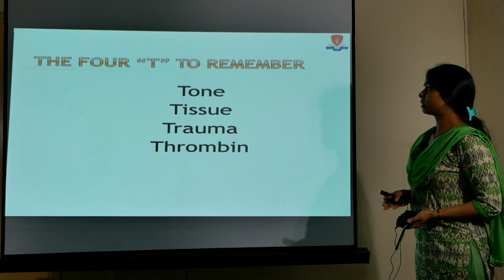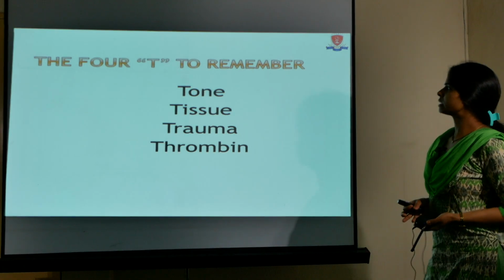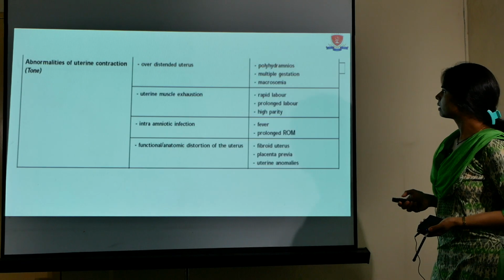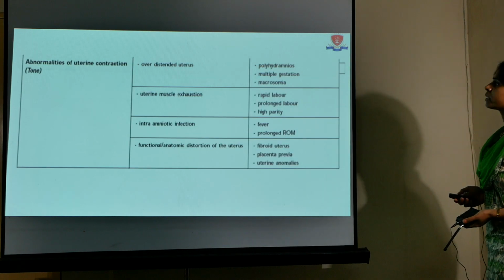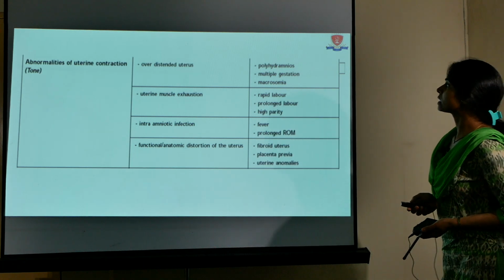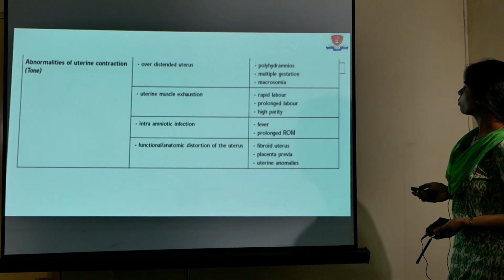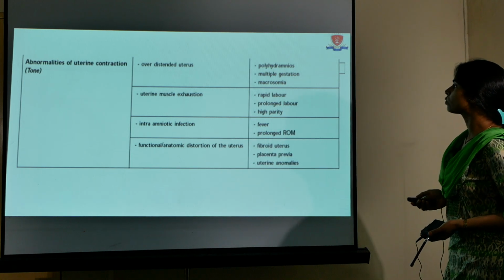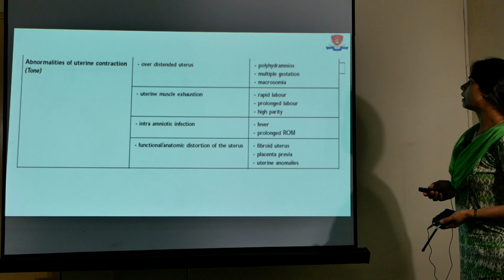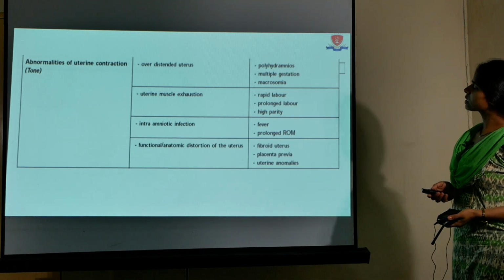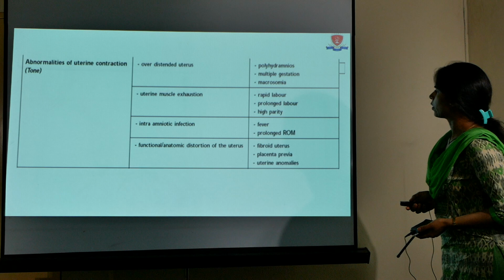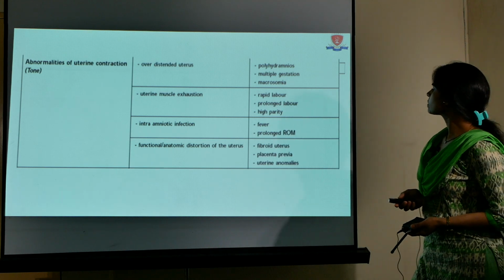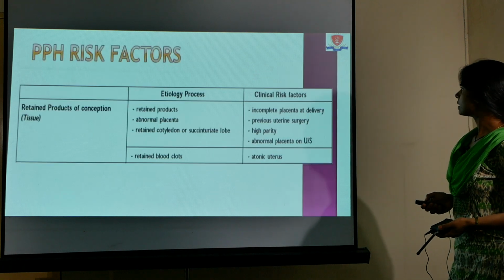There are four main causes of PPH, denoted by the 4 Ts: tone, tissue, trauma and thrombin. Tone is the abnormality of uterine contraction. It may occur due to over-distension of the uterus, caused by polyhydramnios, multiple pregnancies and macrosomia; uterine muscle exhaustion due to rapid labor, prolonged labor and high parity; intraamniotic infections with fever and prolonged PROM; and functional and anatomic distortion of the uterus due to fibroid uterus, placenta previa and uterine anomalies.